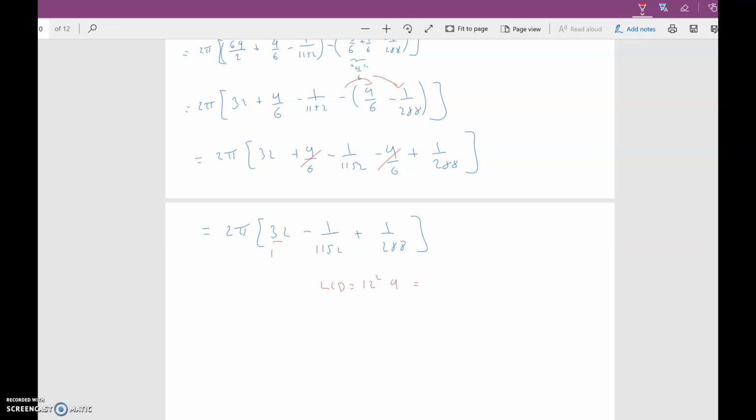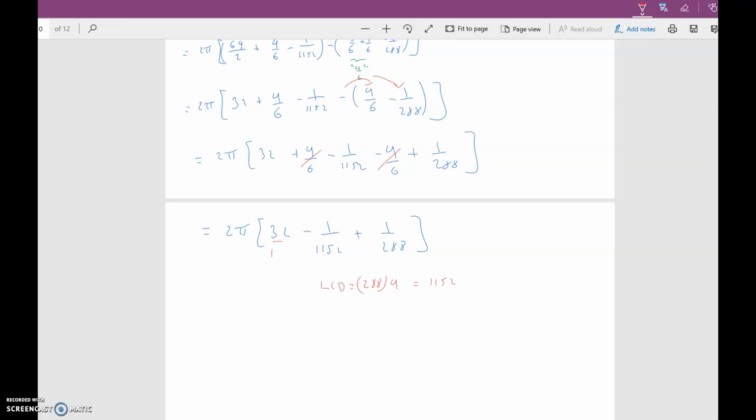So I have it as, this is supposed to be 288. So 288 times 4 gave us the 1152. So this is 1152.